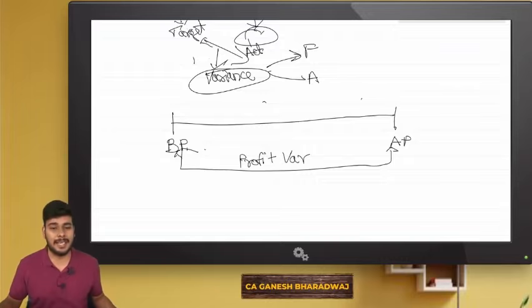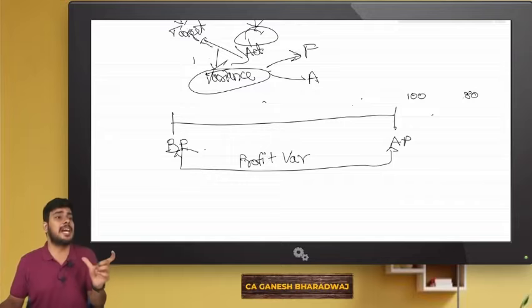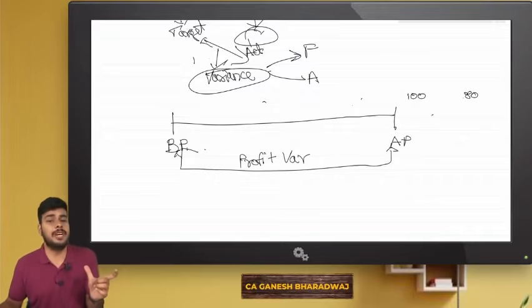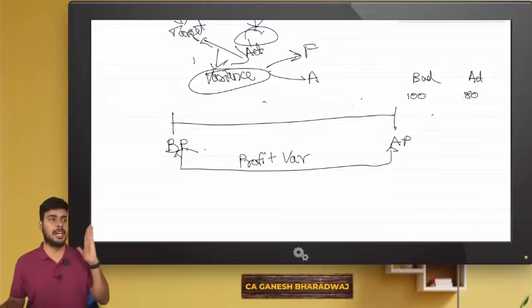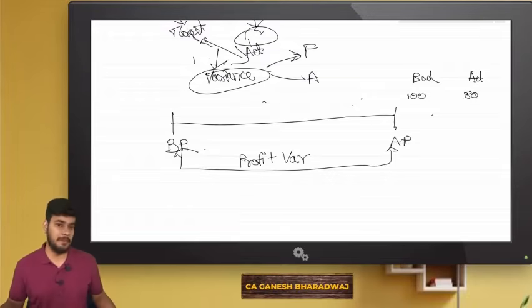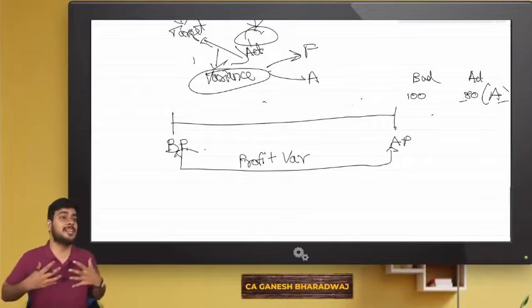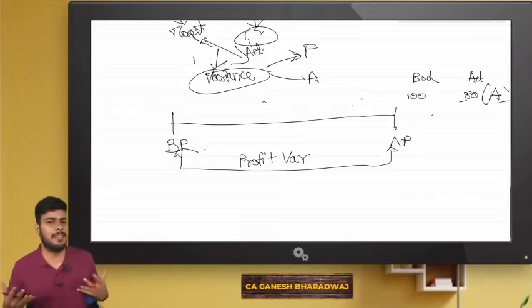Let's say the company budgeted 100 crores of profit, but they actually got only 80 crores of profit. Now, is this profit variance adverse or favorable? If the budget was 100 and actual profit is only 80, it is adverse. Why? Any variance that reduces your profit is an adverse variance.